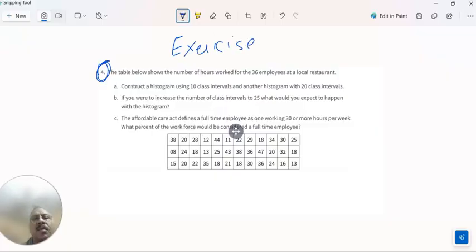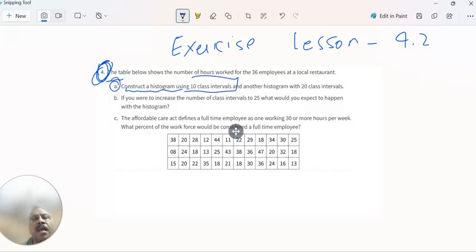In the exercise of lesson 4.2, check your packet 4.2. Problem number 4, I did only the first part, construct a histogram for 10 class intervals. And now we have to draw another one with 20. I think this is the one which we haven't done yet.